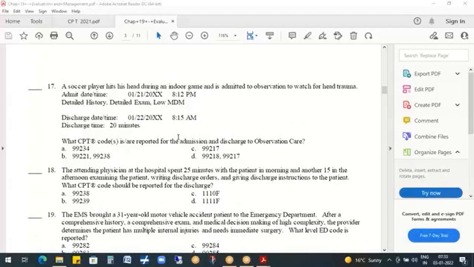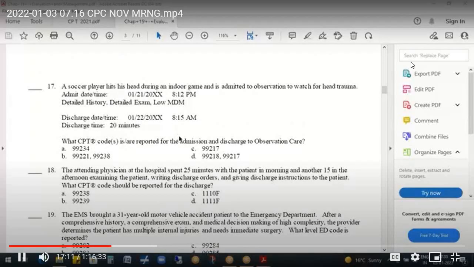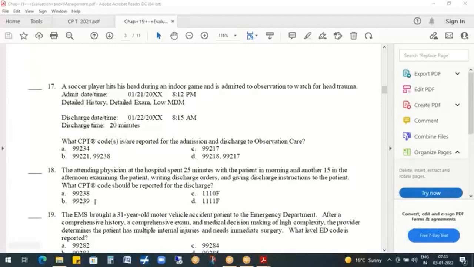Okay, question number 17. Can you see here? When you memorize the code series, do not read the question first. Try to see the options at a glance. If you see option A, compare it to your notes: 99234 to 99236. What did I say? Inpatient services. Admission and discharge on the same day from inpatient or observation.